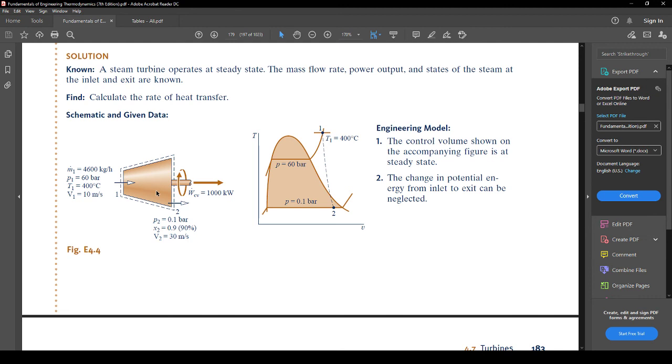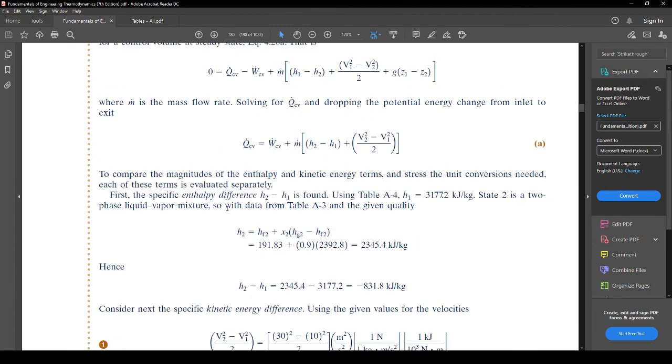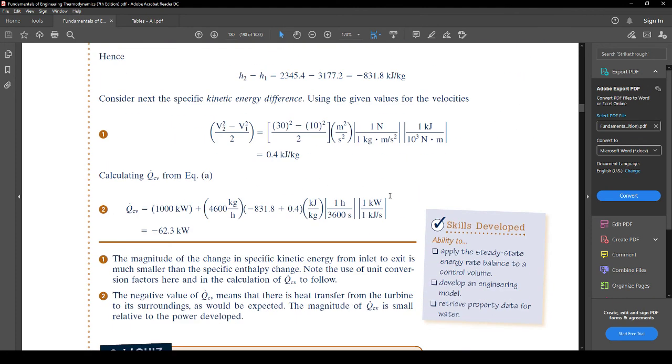So for heat transfer to go the other way, this room would have to be massively hot. And so that's why heat transfer is going out. It is leaving the turbine to the room because the room is colder. So it makes sense that we have a negative heat transfer. Heat transfer is not coming in. It is obviously leaving. So this solution makes sense to me, and it's the one that we got as well. So all good on that front.